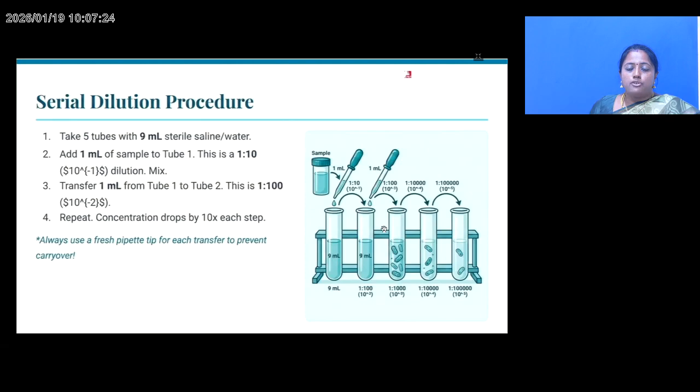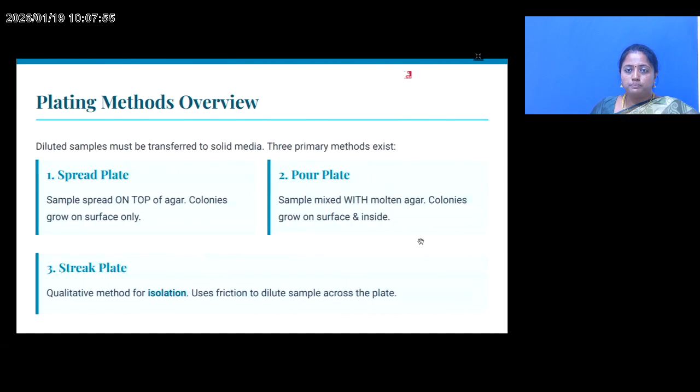For the procedure, we take 5 or 10 tubes with 9 ml of sterile distilled water or saline. We add 1 ml of the sample to the first tube, and this is the 1:10 tenfold dilution. After mixing the first tube, we transfer 1 ml to the second tube. That's how we serially dilute the sample, reducing the concentration of the microbial population. We repeat this until we reach the 10th tube or 5th tube. Then we can use the spread plate, pour plate and streak plate methods. These three methods are the pure culture isolation methods.